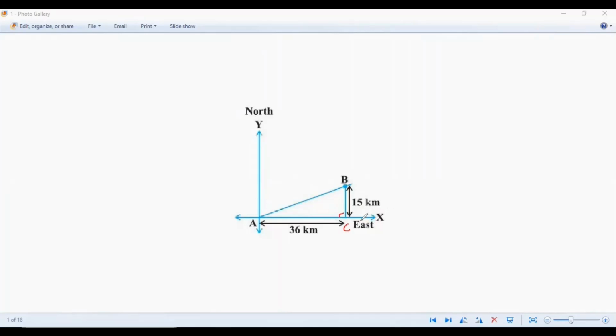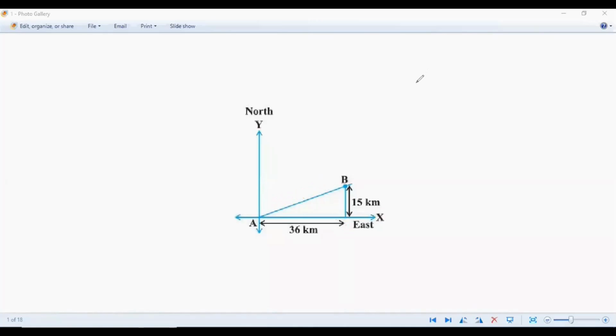Pythagoras theorem. We don't go for finding the answer, but anyway, how will come this square root of 36 square plus 36 square plus 15 square? Yes, that will be the shortest distance between A and B. The similar idea will apply to find the distance between 2 points on the plane.